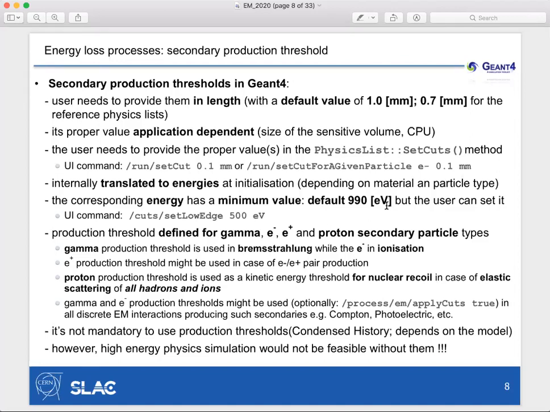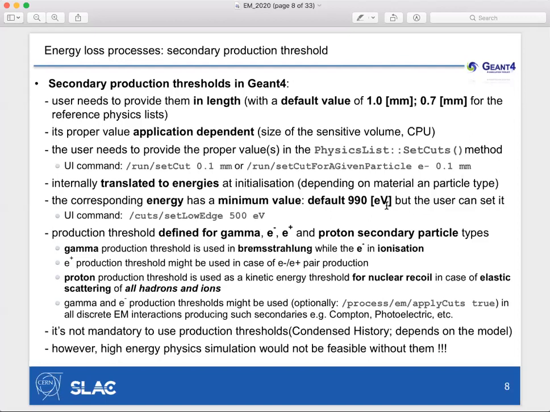Now, we saw already that electron and gamma particles have a production threshold. You can set the production threshold for electrons and gamma. The gamma production threshold is used for the secondary photon emission in case of Bremsstrahlung. The electron production threshold is used in case of secondary electron production in case of ionization. But beyond that, Geant4 also provides the possibility to set a secondary production threshold for positron that might be used in case of pair production, but it's not really okay. So I say this for completeness, but you can ignore it unless you have a really special reason.